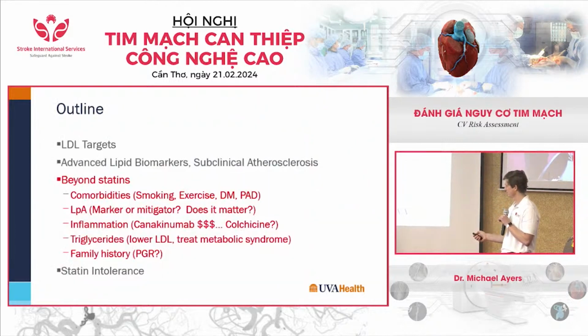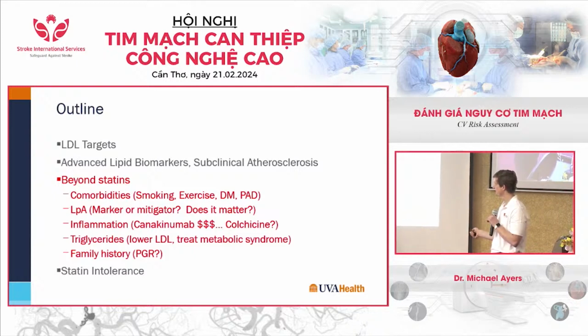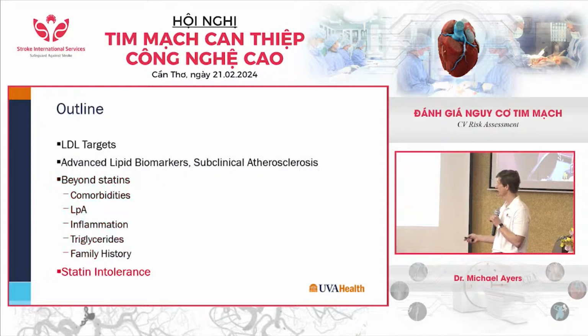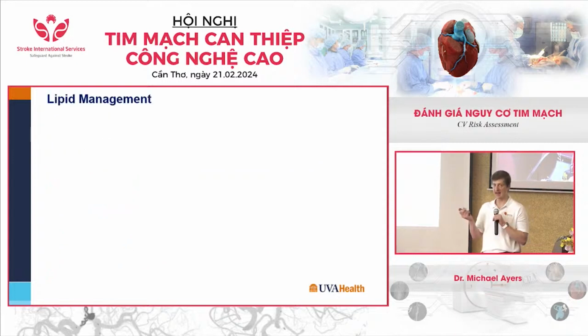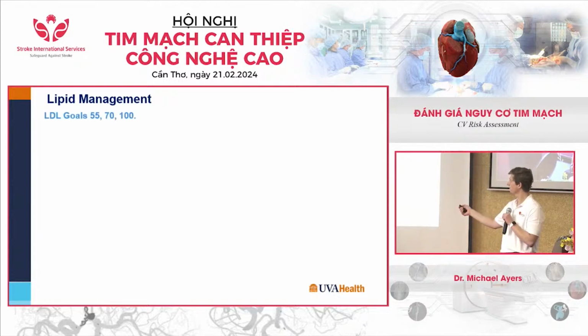Okay, so we said, let's pick a target. Let's make sure we got there. Let's see how healthy the blood vessels are. Let's treat comorbidities. LPA, inflammation, triglycerides are all markers of risk. Some are easier to treat than others, and family history is tricky. I frequently get asked these questions at the end of this particular talk, so I will just tell you my approach to cholesterol lowering, and then we'll move on.